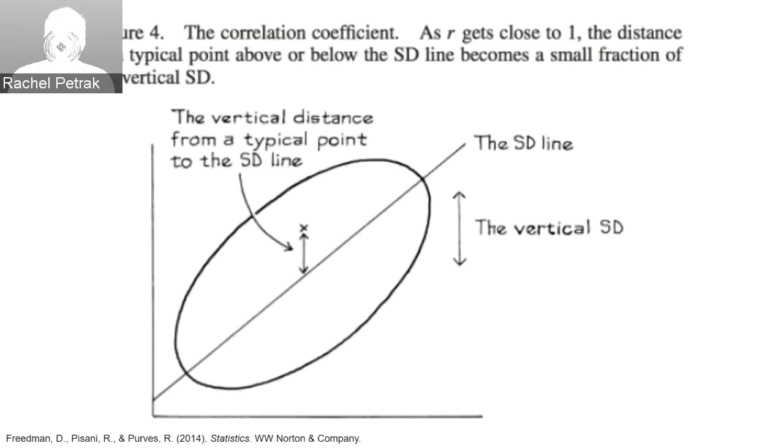As you see here, as r gets close to 1, the distance of a typical point above or below the standard deviation line becomes a small fraction of the vertical standard deviation line. So the closer r is to 1, the smaller the fraction of the vertical SD. This factors into topics that we'll revisit when we dive into things in more detail in regression.